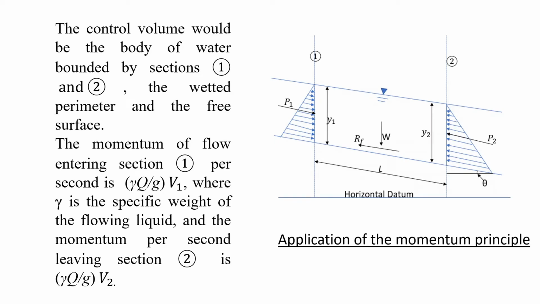So considering a channel of large slope as shown in the figure and applying the momentum principle to the water contained between section 1 and 2, here the control volume would be the body of water bounded by sections 1 and 2, the wetted perimeter P and the free surface. The momentum of flow entering section 1 per second is γQ/g V1, where γ is the specific weight of the flowing liquid, and the momentum leaving section 2 will be γQ/g V2.